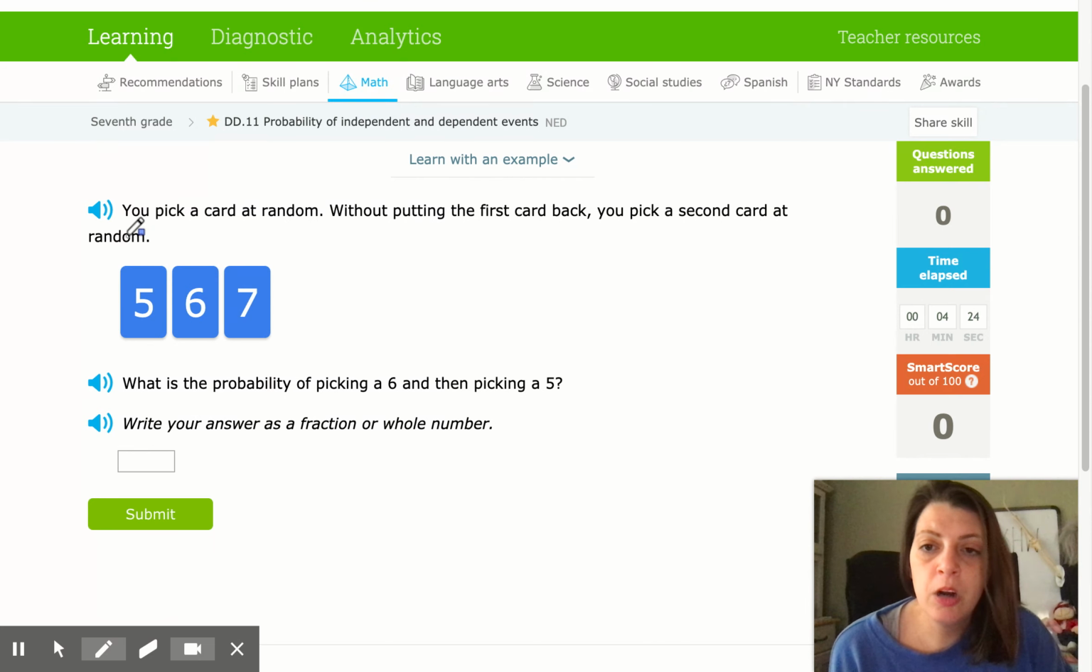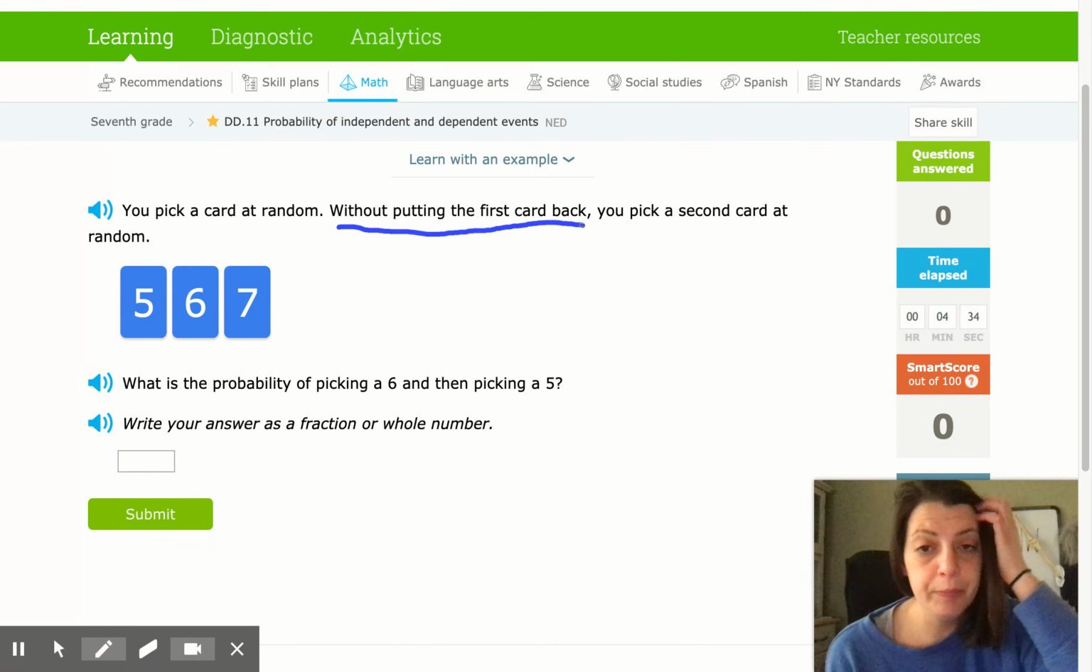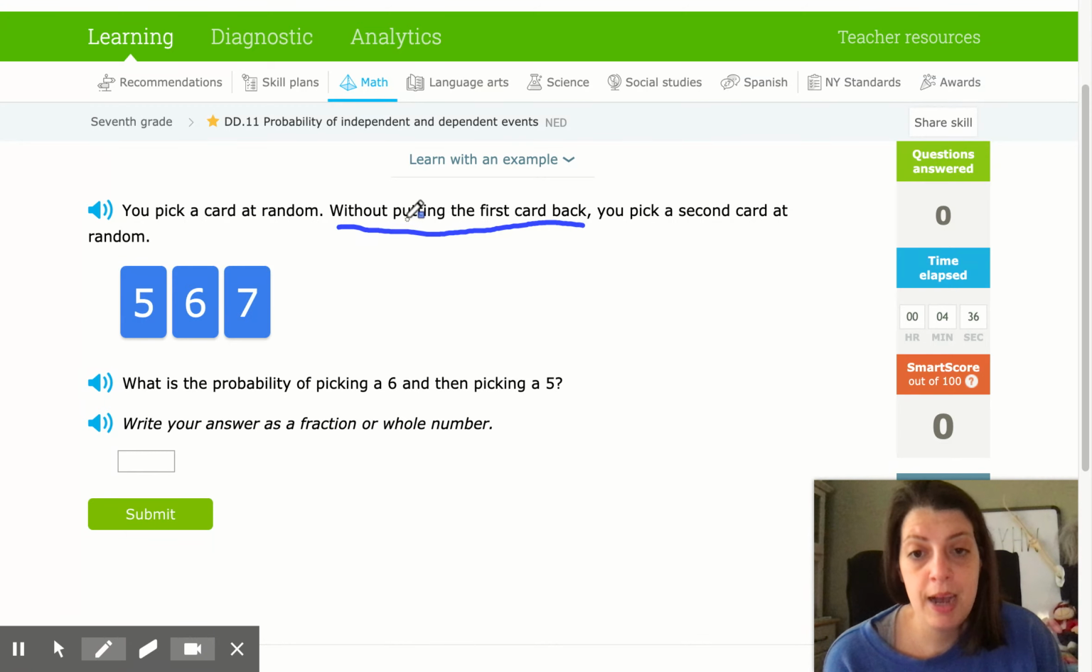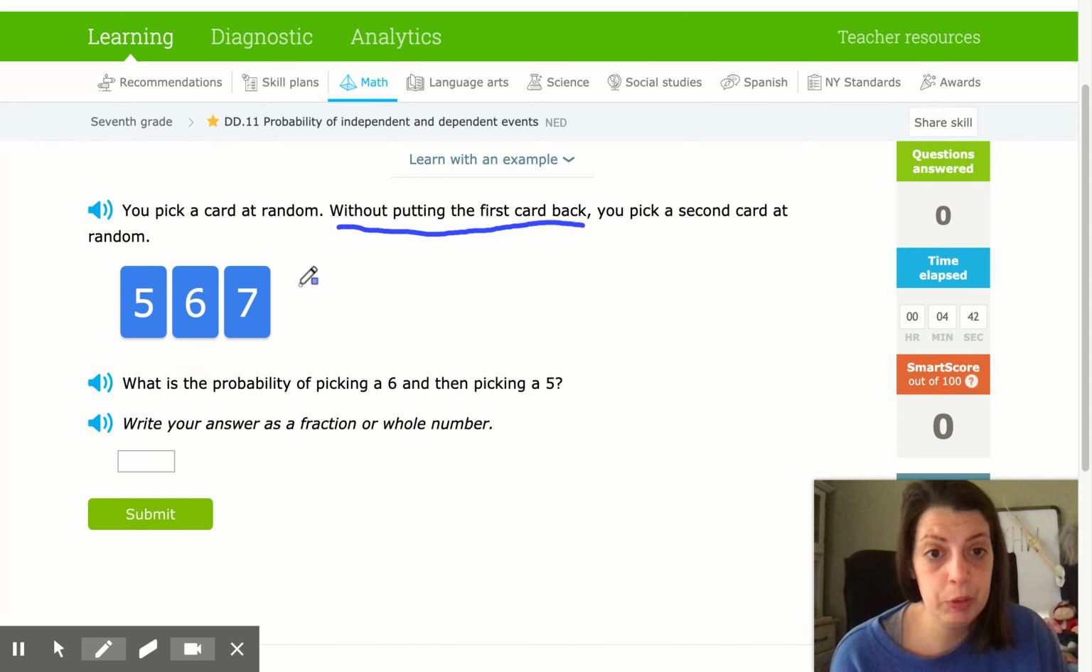Okay, you pick a card at random without putting the first card back. So remember, you're looking for the clues from last week. Is it going to be independent or dependent? When I'm not going to put the first card back, that means I know it's dependent and my second probability is going to be different. So now we're going to pick a second card. What is the probability of picking a 6 and then picking a 5?